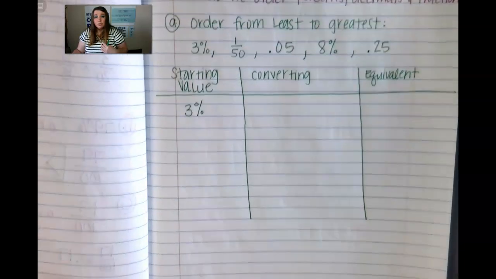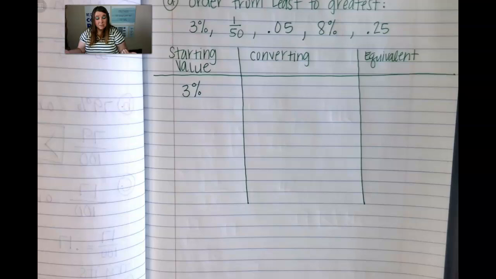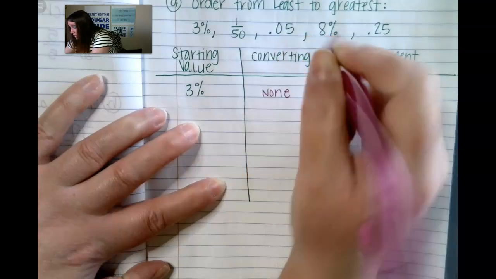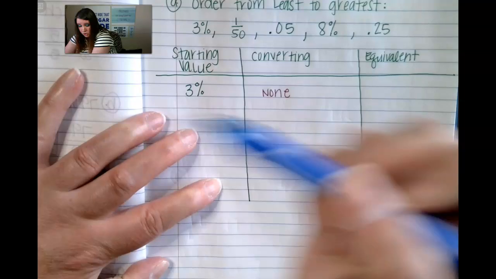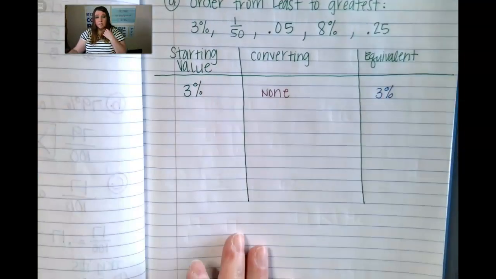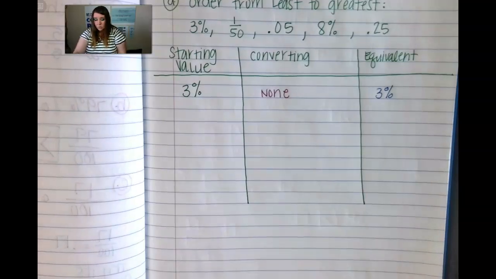If you prefer fractions, go to fractions. If you like decimals, go to decimals. So converting, I don't have to do any. So this is none. Because 3% is equivalent to 3%. And so I'm done right there. My next one is 1/50.